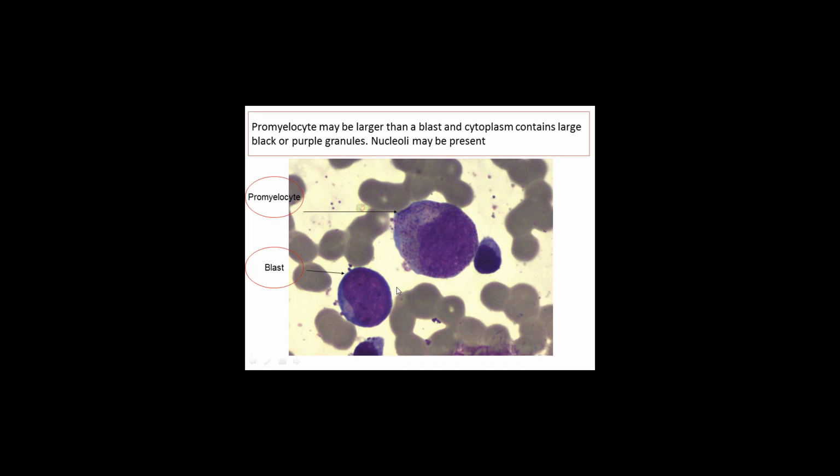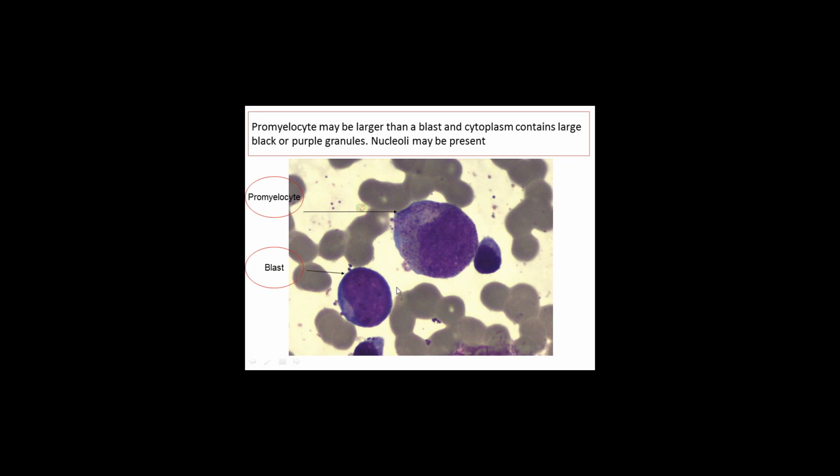These myeloblasts, according to the earlier FAB classification, were divided into three parts, that is, the type 1 blast, type 2 blast, and type 3 blast. Type 1 blast does not have any granules. Type 2 blast has some granules. Type 3 blast has plenty of granules. That is, type 1 will have primary granules. Type 2 will have secondary granules.